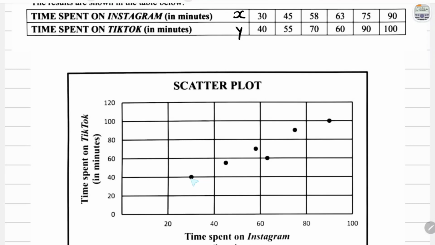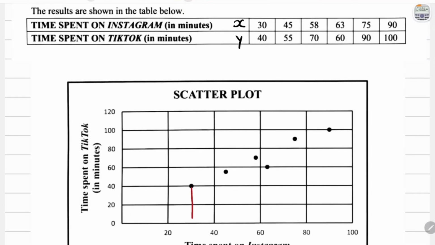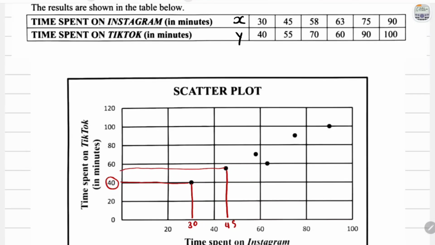So for example, over here, we have somebody who spent 30 minutes on Instagram and then they spend 40 minutes on TikTok. And then if somebody spends 45 minutes on Instagram, which is an even higher time, do you see that they start to spend a lot of time on TikTok as well? Okay, so that is the thing here. We're seeing a trend going on. When someone spends a lot of time on Instagram, they also spend a lot of time on TikTok.